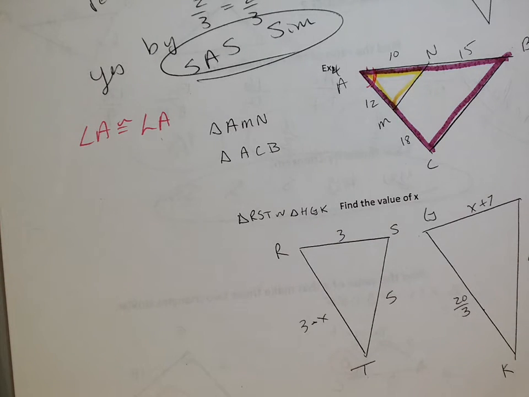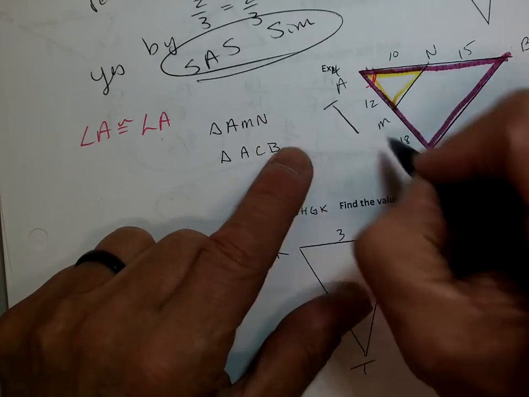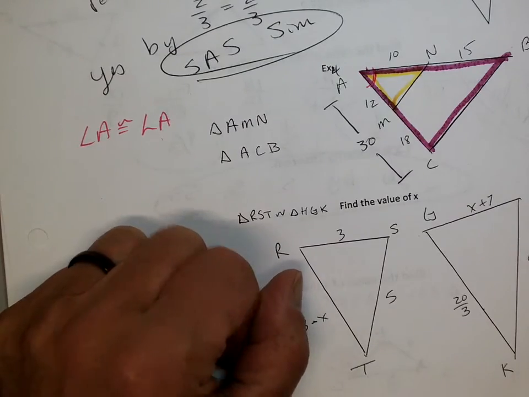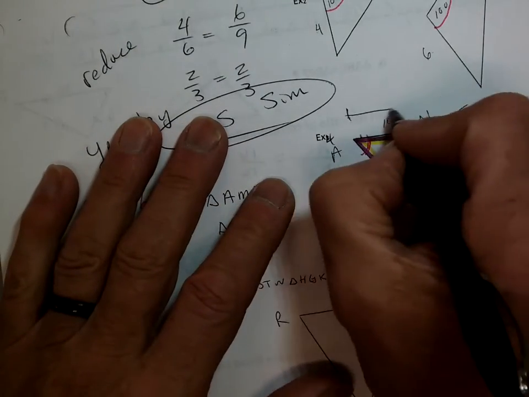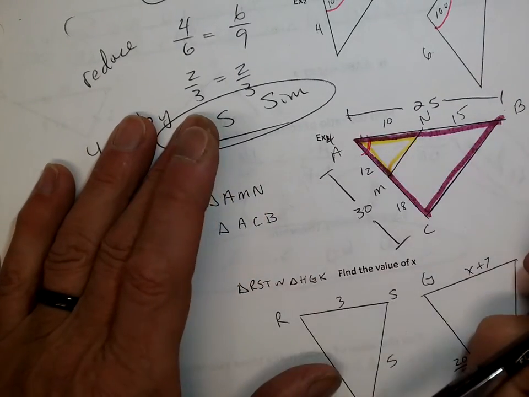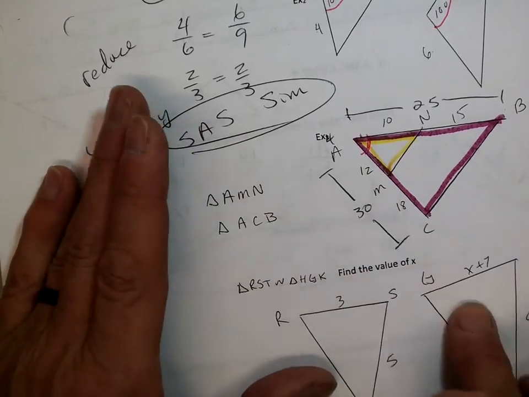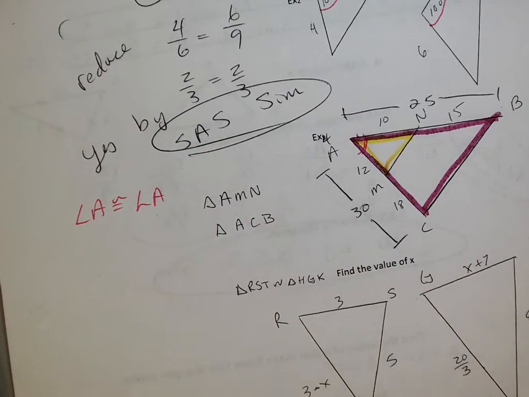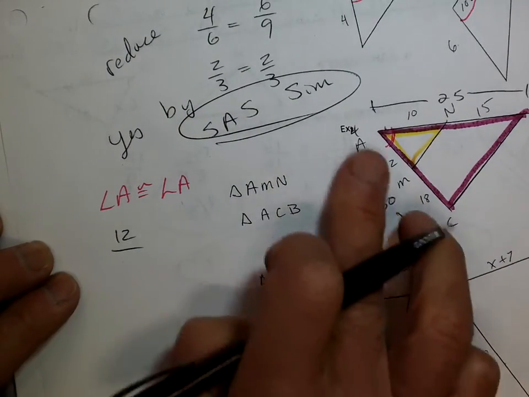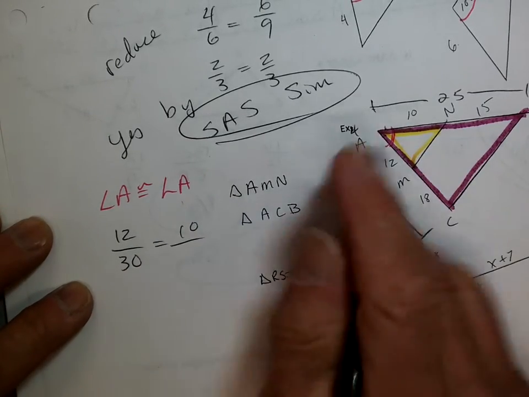Now, I'm going to do something that's going to help me. The length of this side is 30. And the length of this side is 25. Because I need little triangle, big triangle, and the big triangle has a length of 25. I need little triangle, big triangle, and the big triangle has a length of 30. Okay, capiche? So let's set a proportion. Is 12 to 30 equal to 10 to 25?